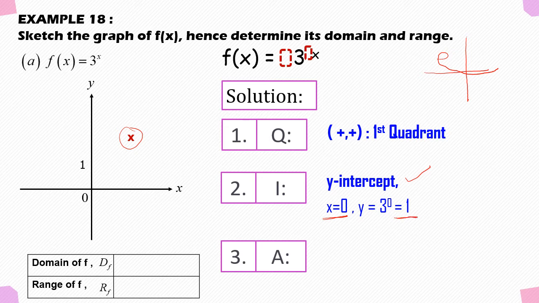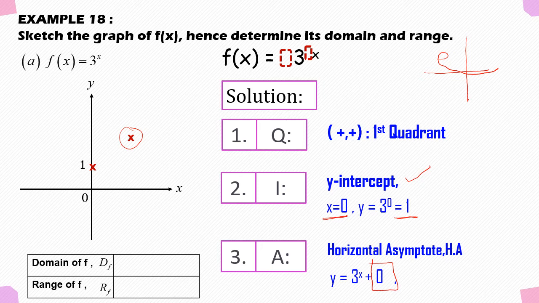The last step is to identify the horizontal asymptote. The horizontal asymptote can be determined by looking at the constant value beside the exponential function. Since the given f(x) equal to 3 to the power of x, we can conclude that the horizontal asymptote exists at y equal to 0.